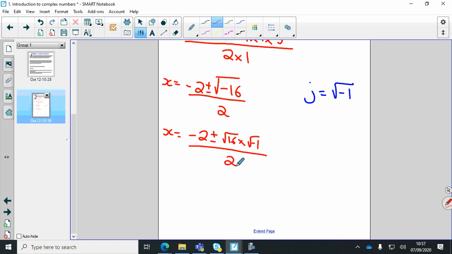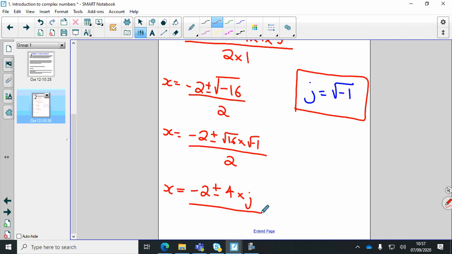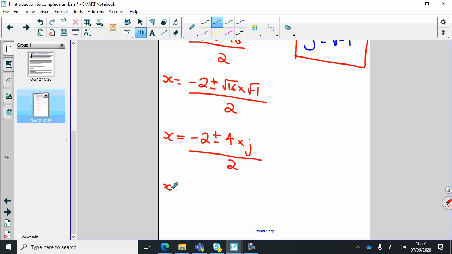Now, we can do the square root of 16. We know what that is. And we know what the square root of minus 1 is because we've illustrated it here. The square root of 16 is 4, and the square root of minus 1 is j. So we have some sort of answer. Now we just need to simplify that.